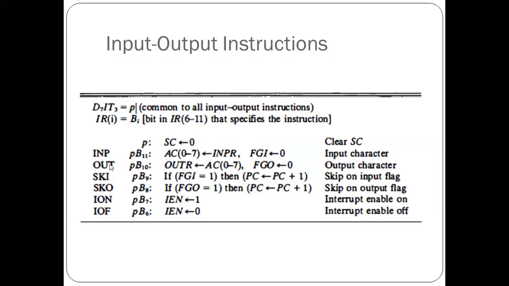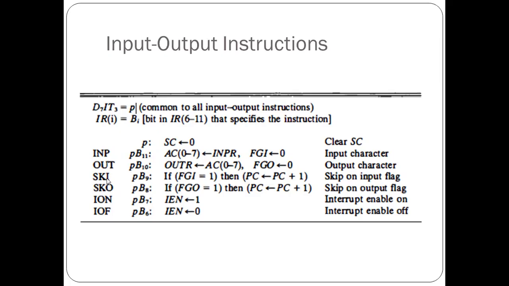Similarly, for the output instruction, the B10 bit should be 1. For that, the lower 8-bit contents are copied onto the output register in parallel, and it clears the FGO flag. It indicates that the output register is full, so the printer can accept the character to be placed.